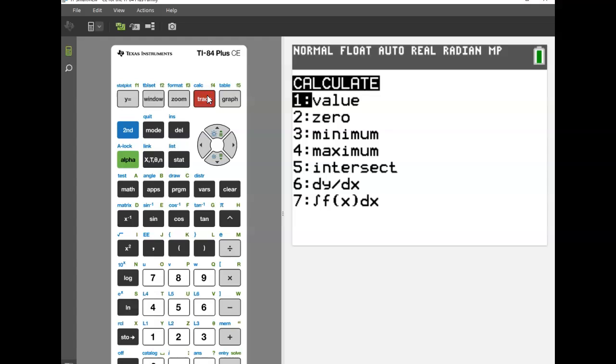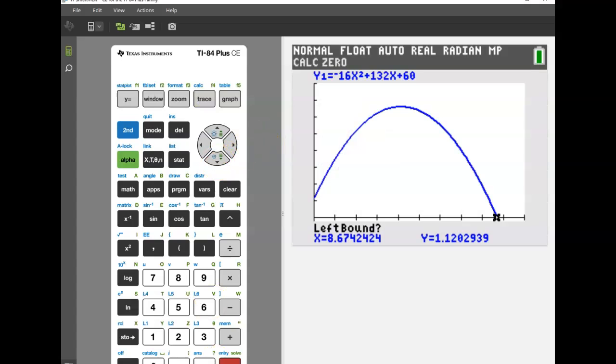If we go second trace, we are trying to calculate where the height is 0, so that's number 2. Now, because I scrolled over here, I can easily pick a left and right bound. I know it is somewhere between what two numbers, guys? Yeah, 8 and 9 maybe? So my left bound, I could say 8 seconds. My right, and then enter. My right bound, I could say 9 seconds. Enter. My guess really doesn't matter as long as I'm close enough. So I got 8.68 seconds.